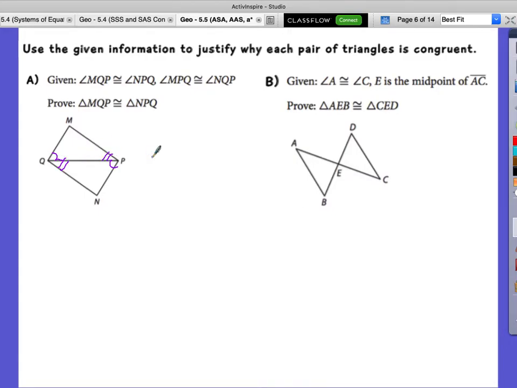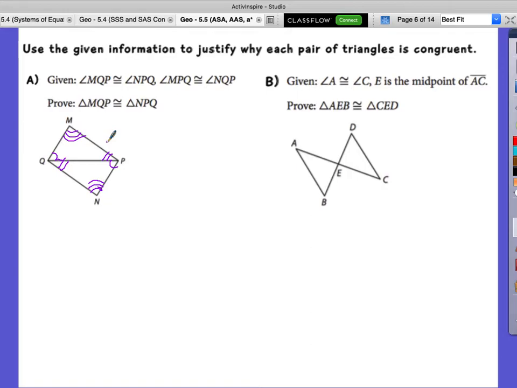From there we know the other angles are congruent to each other. We know the third angles have to be congruent by the third angles theorem. Do we have enough to prove the triangles congruent yet?